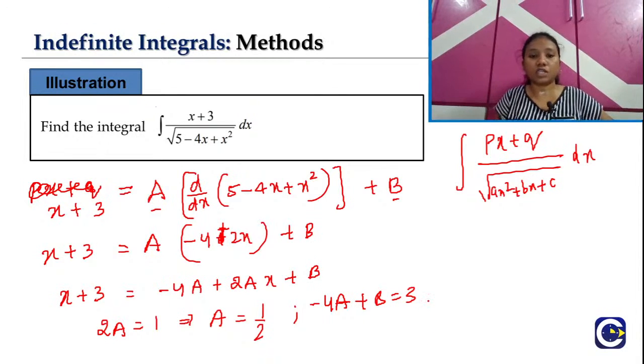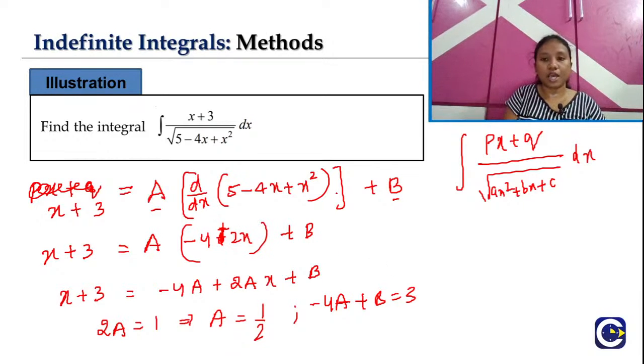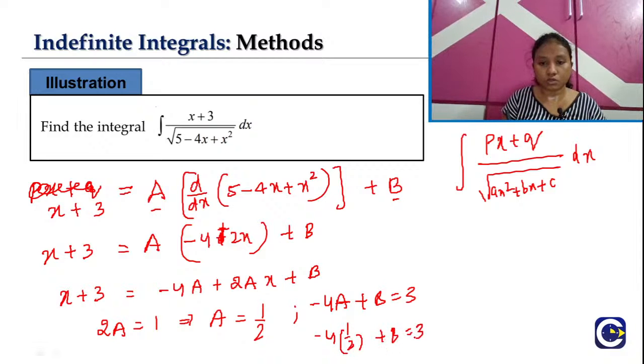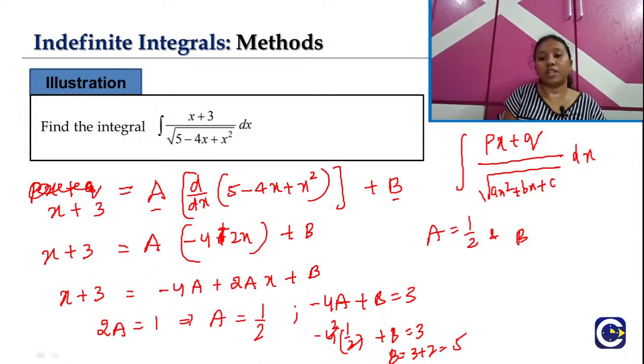Once we got our a and b values, we can substitute them in this expression and into our integral. So this will be 1 by 2 and 1. I hope it will be 1 by 2 and 1. Can you guys confirm it? It should be 1 by 2, and minus 4 times 1 by 2 plus b will be equal to 3. So a is 1 by 2 and b equals 3 plus 2, which is 5. So these are our two values for a and b: a will be 1 by 2 and b will be 5. Okay, correct, Shyam.